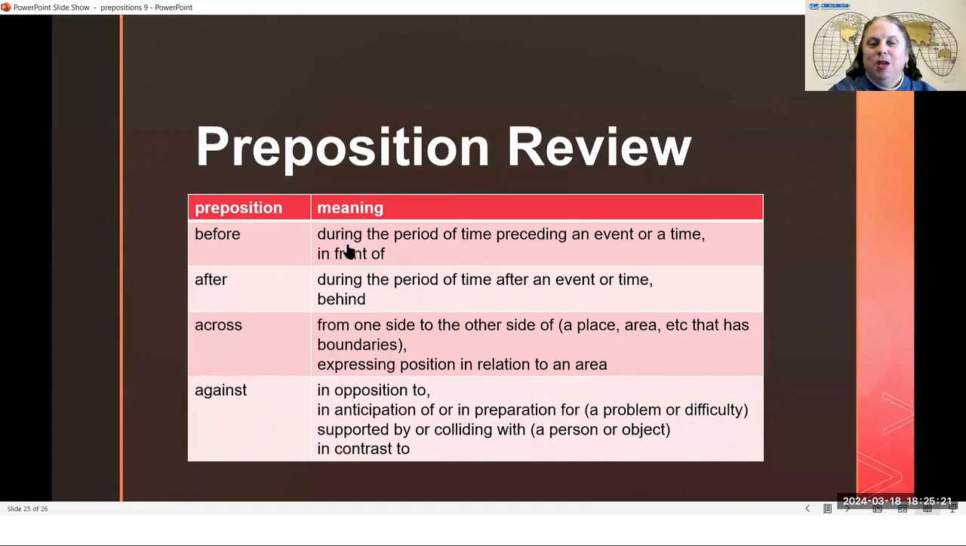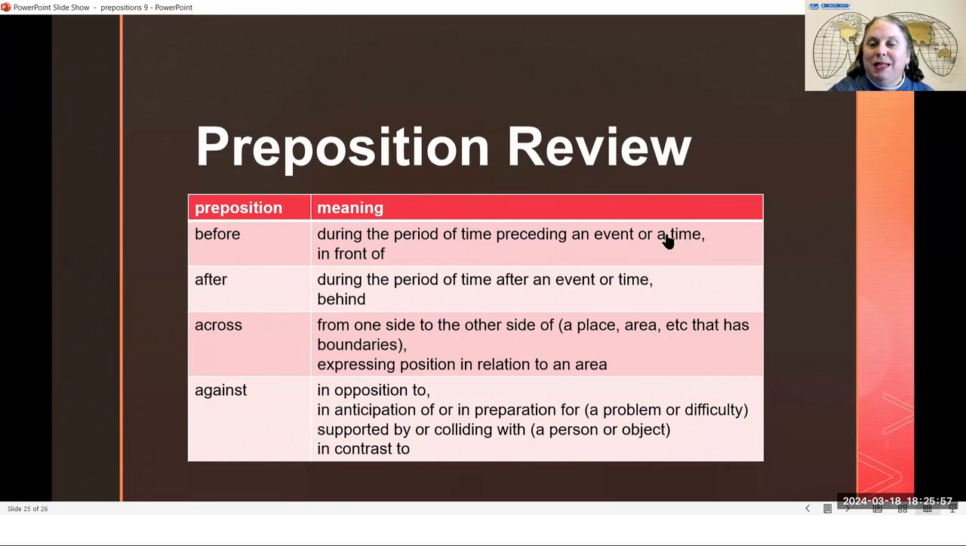Before: during the period of time preceding an event. So the person did something before work, before an event. Another example that we didn't show a picture of, but we could say, is I have to send out invitations before the party. First, I mail the invitations to people, and then the party happens. So something happens during the period of time preceding an event: before the event, before work, before the party.